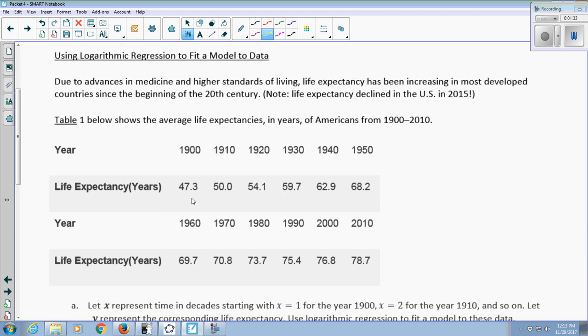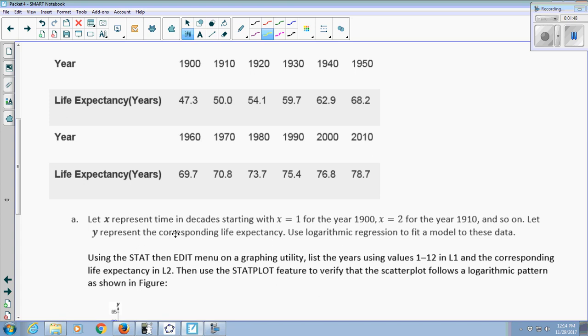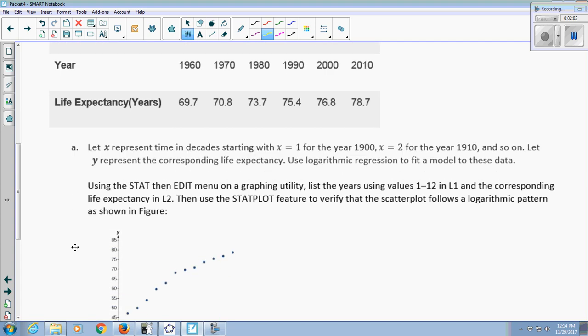So I'm going to look at a logarithmic regression for some data. I've got some data here for year and life expectancy of Americans from 1900 to 2010. So we're going to let X represent the year, represent the time in decades. So 1 is going to represent decade 1 from 1900 to 1910, 2 for 1910, and so on. So Y will represent the corresponding life expectancy, and we're going to use log regression to fit a model to these data.